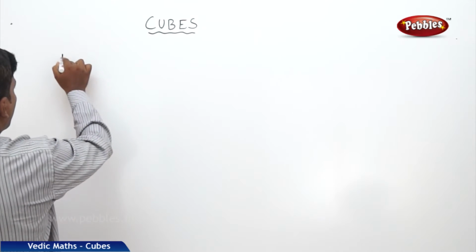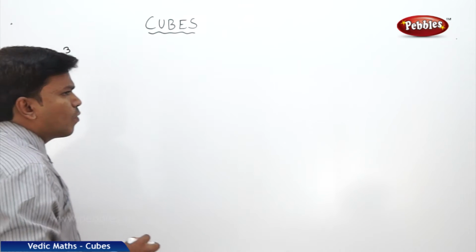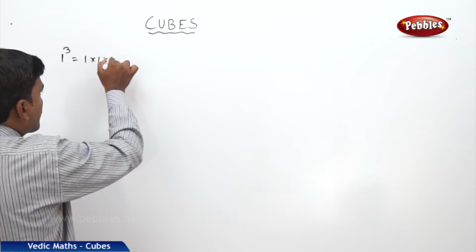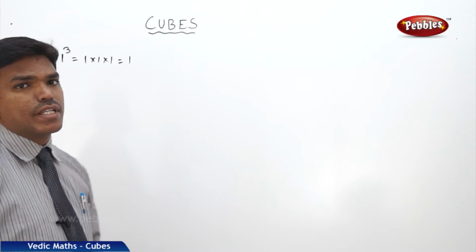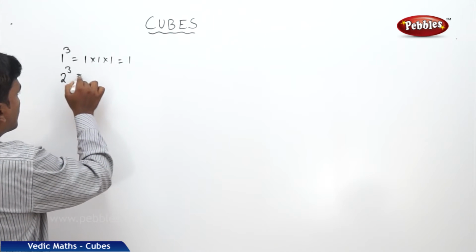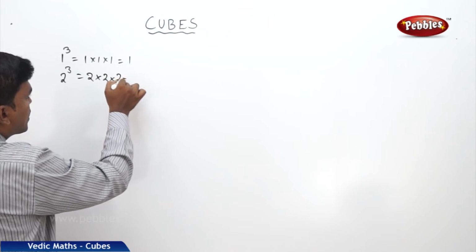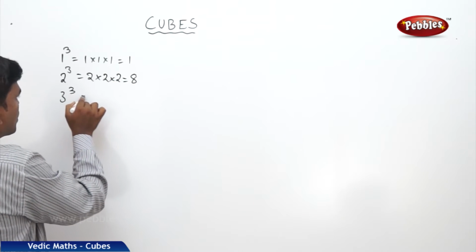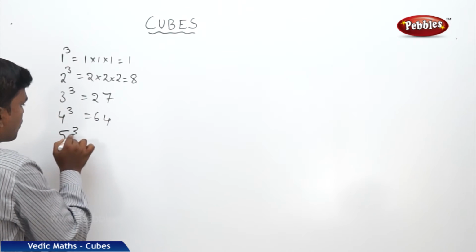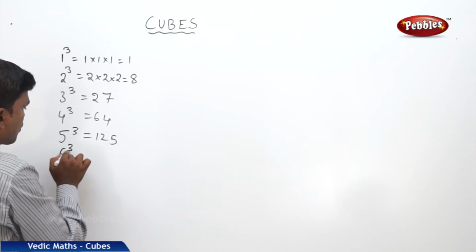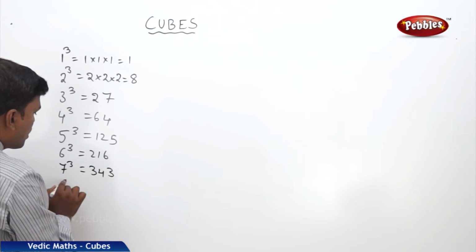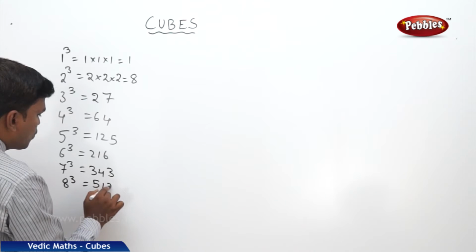So what is 1 cube? As we know, if you multiply a number by itself thrice, the product we get is nothing but the cube. 2 cube, 2 into 2 into 2, that is 8. 3 cube, 27. 4 cube, 64. 5 cube, 125. 6 cube, 216. 7 cube, 343. 8 cube, 512.